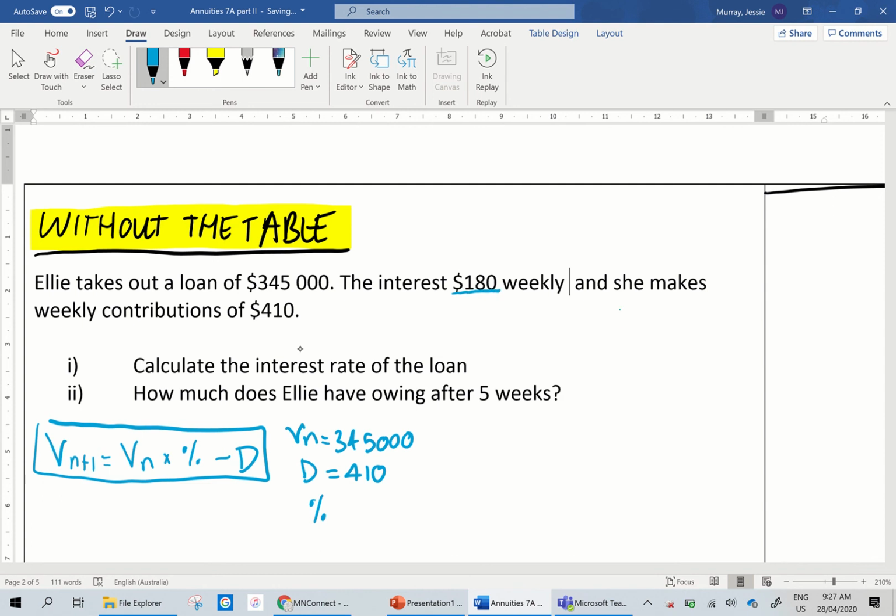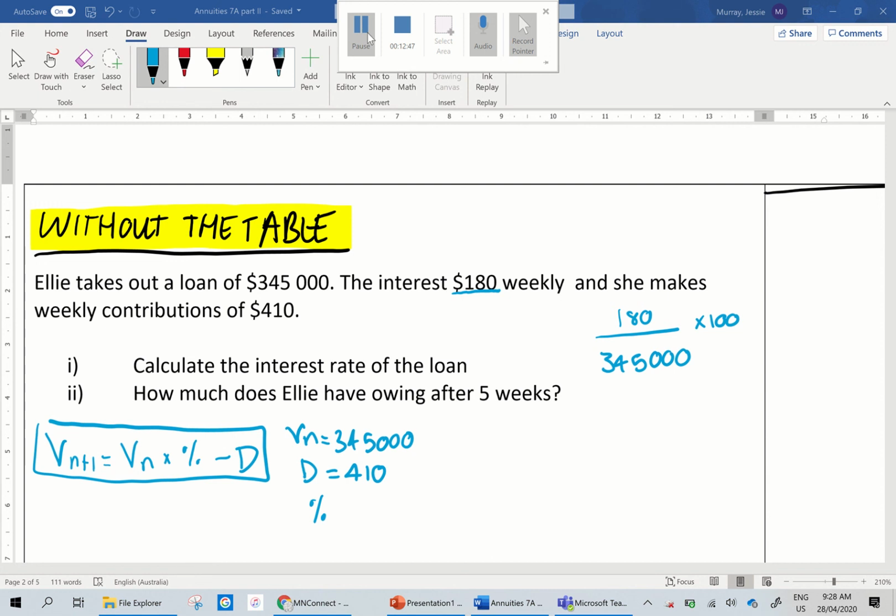So let's think about that. She's paying $180 in interest out of the $345,000 loan, and I want my rate as a percent. So I'm going to times that by 100. And that will give me my value there. So you get a value of approximately 0.05217%. And I've just rounded that to 5 decimal places.